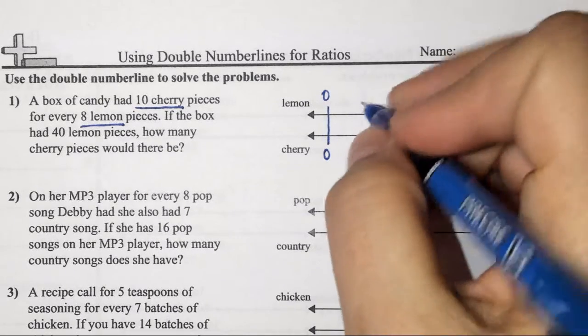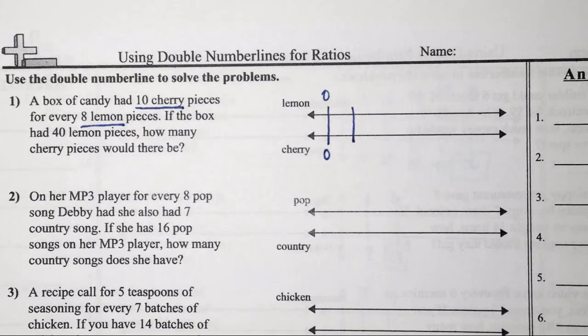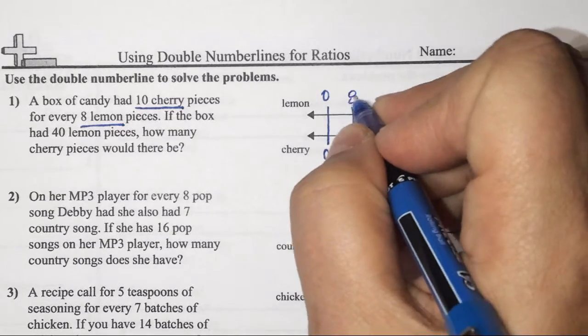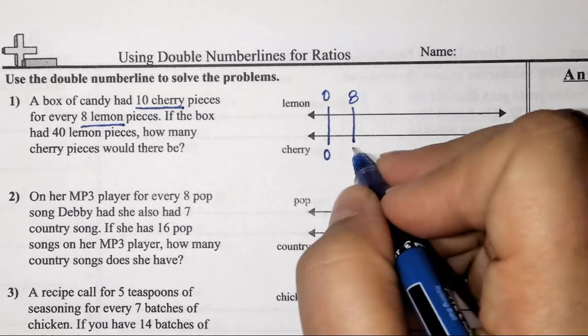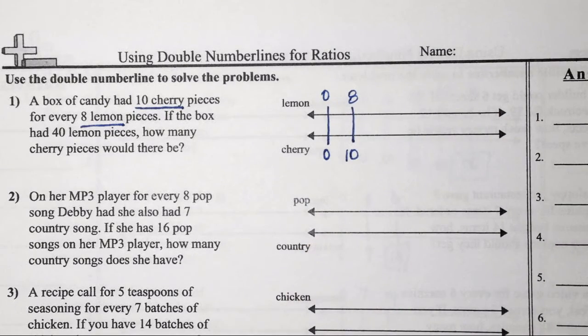Okay, so the first line is labeled lemon. So how many lemon pieces do we have? 8. And how many cherry? 10. So our original ratio is 8 to 10. We're going to do this 2 different ways.